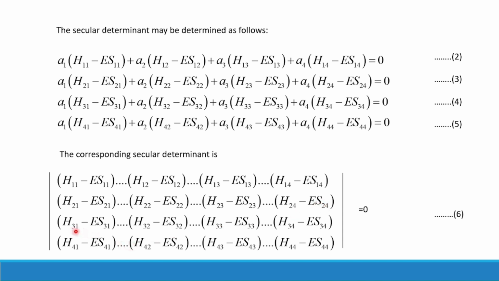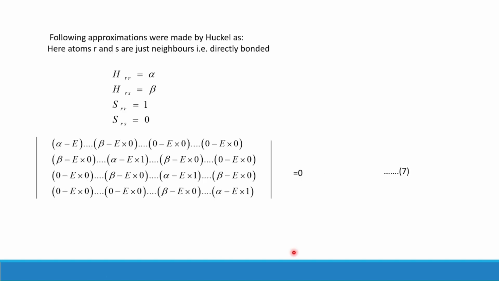So H31 is again not directly bonded, 32 is directly bonded, so it would be equal to beta. Similarly 33 is for the same number, so it would be represented as alpha, and 34 is directly bonded, so it would be represented as beta. Now 41 is not directly bonded, 42 is not directly bonded, 43 is directly bonded, so it would be written as beta, and H44 again for the same number, so it would be written as alpha. Now you can see from here, alpha minus E, beta, and 0, 0, beta minus E into 0, that would be equal to 0, alpha minus E, beta.